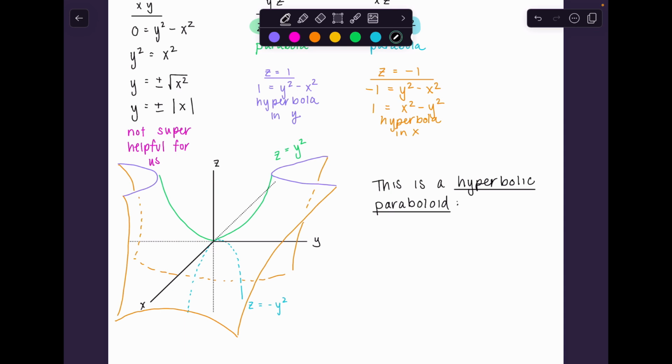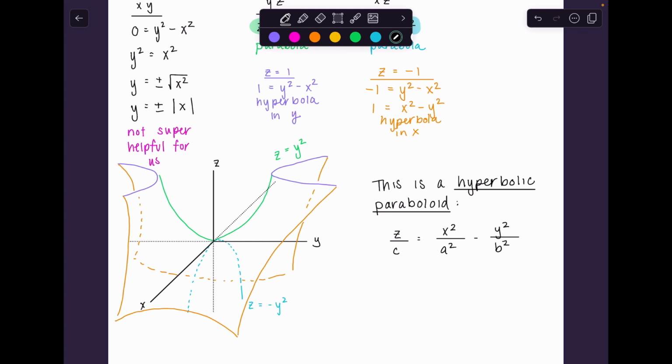Because its cross sections are either going to be hyperbolas or parabolas. So the format for this is z over c is equal to x squared over a squared minus y squared over b squared. Okay. So again, very, very, very difficult shape to draw. We're going to kind of use this for an example later on, but this actual surface isn't going to be essential that you know how to draw it thoroughly.